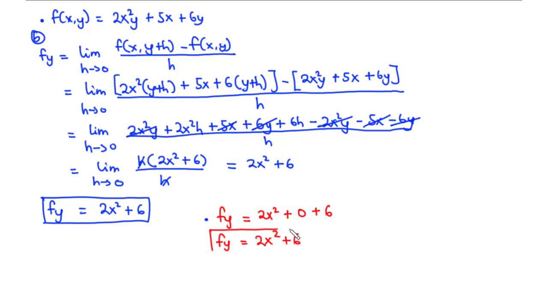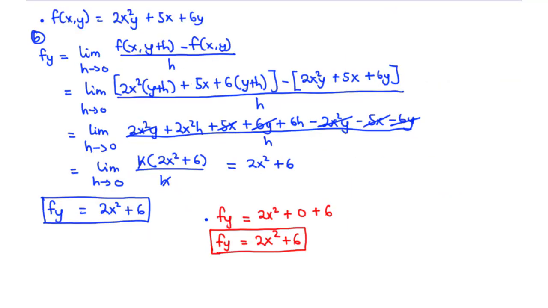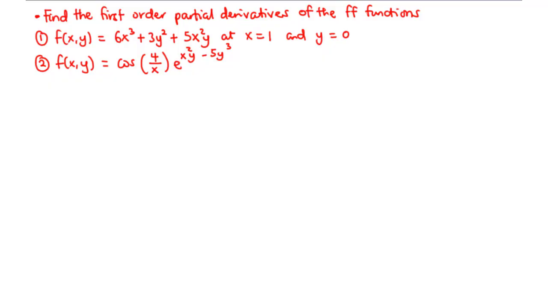And then you realize that the two expressions for fy are the same, and also the same for fx. So basically this is how to use limits to find the first order partial derivatives, fx and then fy, and we can as well do that using an alternative approach. Now let's take some more examples. Considering some more examples, we are going to find the first order partial derivatives of the following functions 1 and 2. So let's try these two together.